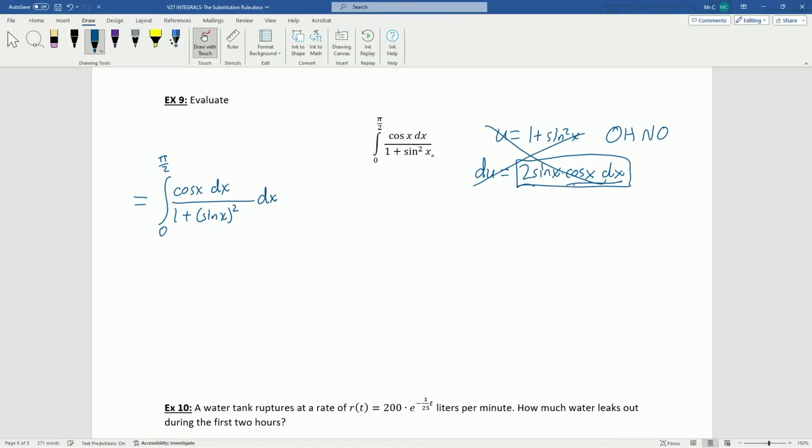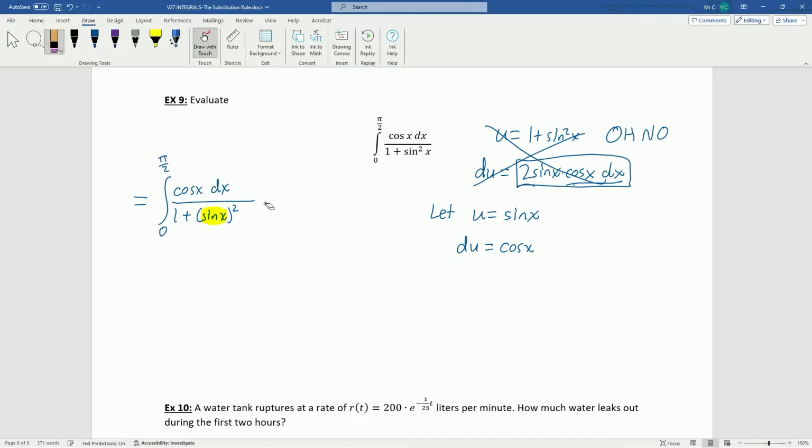So I'm just rewriting sine squared of x as parentheses sine of x squared, because then it becomes more obvious that this is where our substitution should be. So now we can pick the correct substitution. Let u equal sine of x. Then du is cosine of x dx.